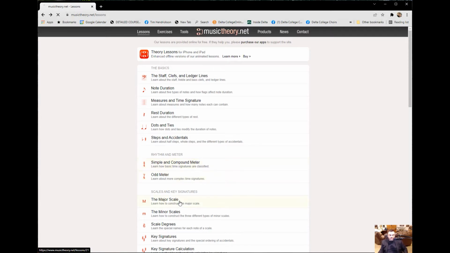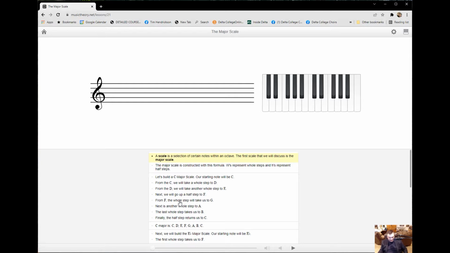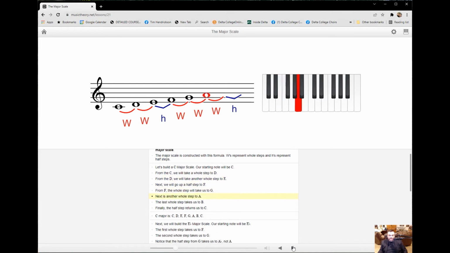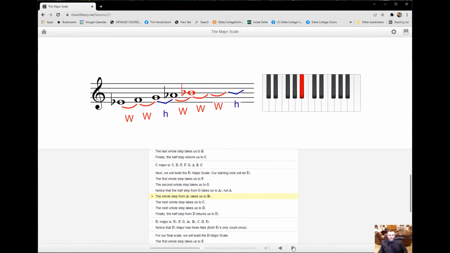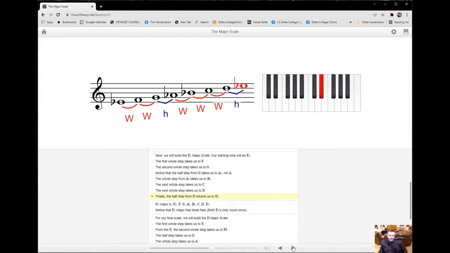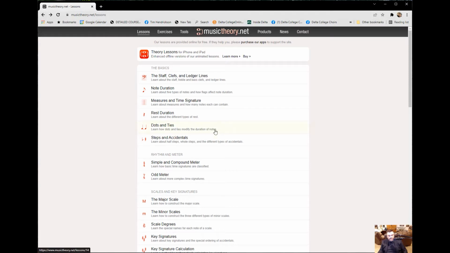Also, look at the major scale. This is showing you the order, just like we've discussed in our text. Whole, whole, half, whole, whole, whole, half. So there's a half step between the 3rd and 4th degree, and a half step between the 7th and 8th degree. Very good, very useful tool here to demonstrate to you one more way of how major scales are constructed.